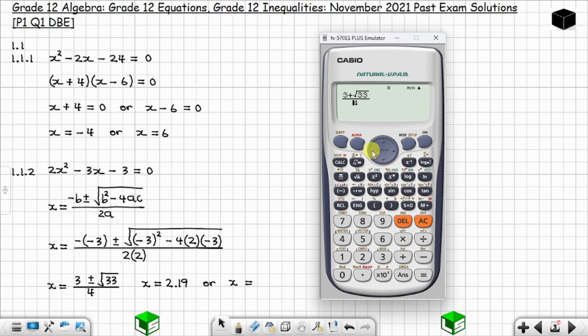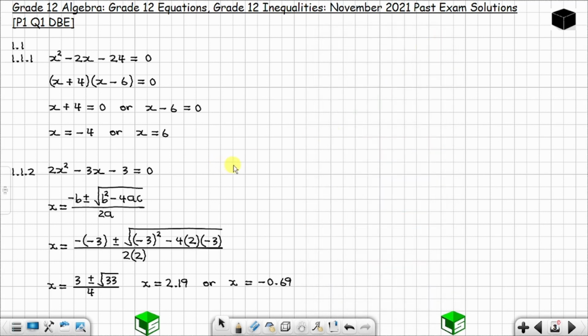So after using positive, you're going to use negative. Okay, so you have 3 minus square root of 33 over 4, and you have negative 0.69. So you get your answer correct to 2 decimal places, negative 0.69. You can see that. Okay, so this is how you do this question. Okay, let's carry on. Let me put a line here.